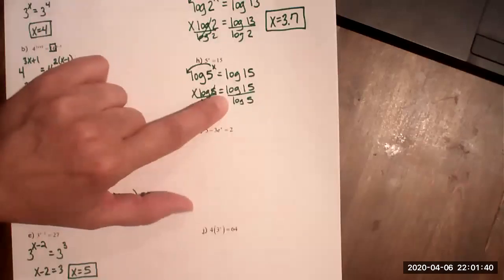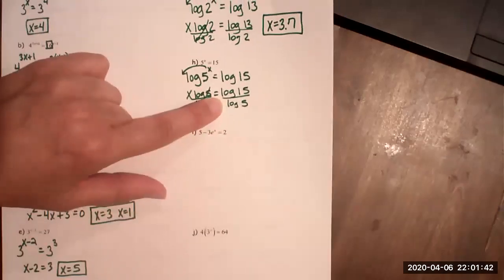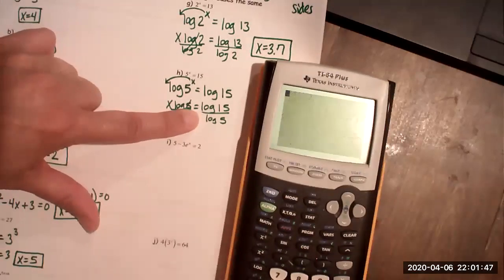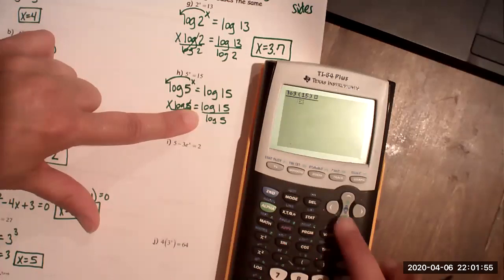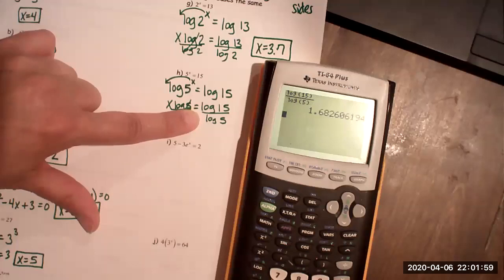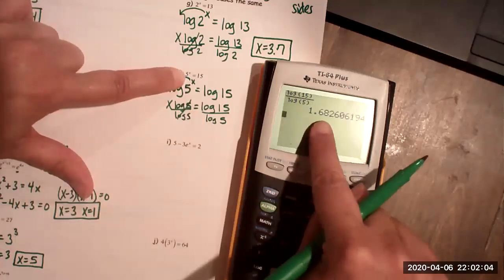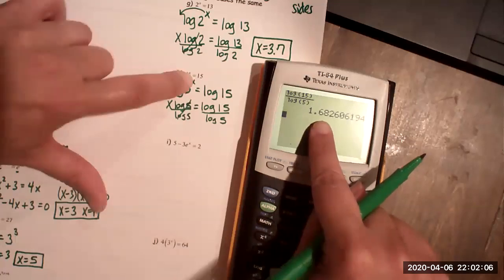So with no calculator, that's where you would stop. Log 15 divided by log 5. But in the calculator, remember, alpha y equals, hit enter, and now you get your fraction bar. So I want the log of 15 divided by the log of 5. That means if I raise 5 to the power of 1.68, I'm going to get approximately 15.